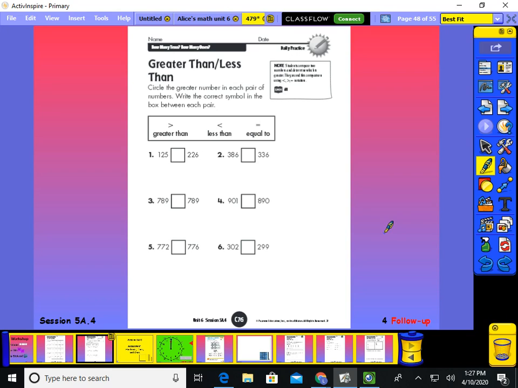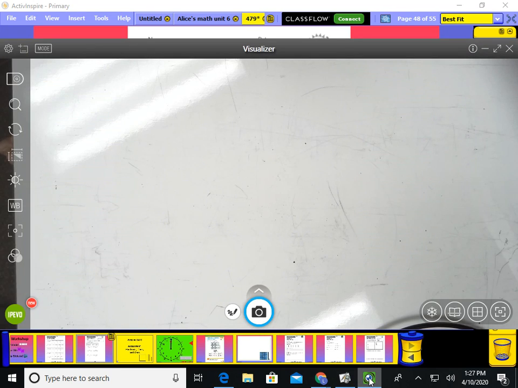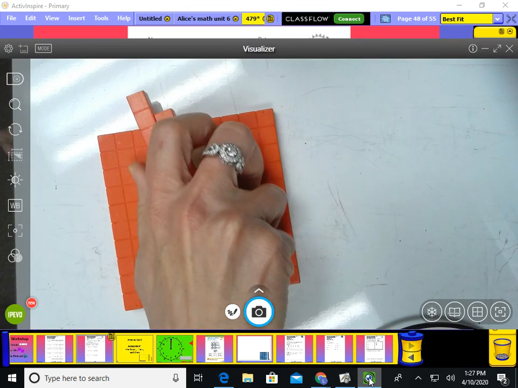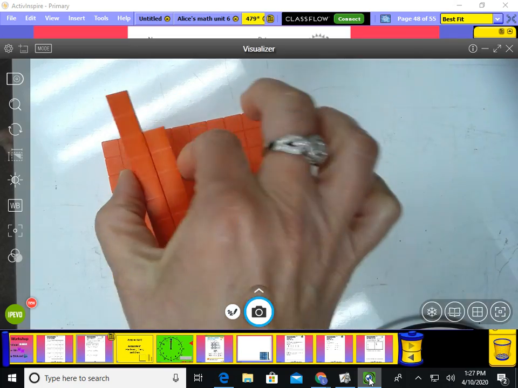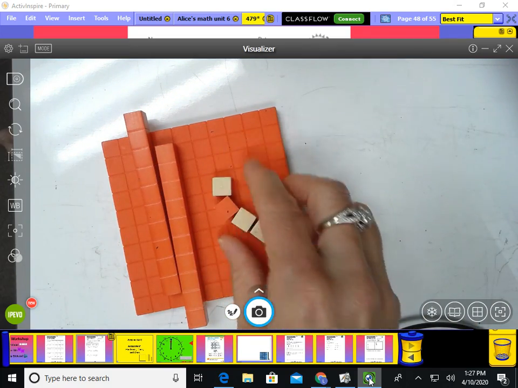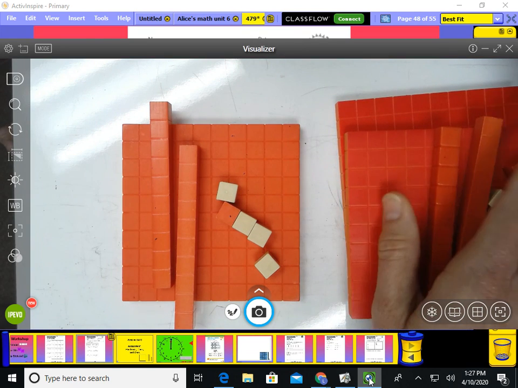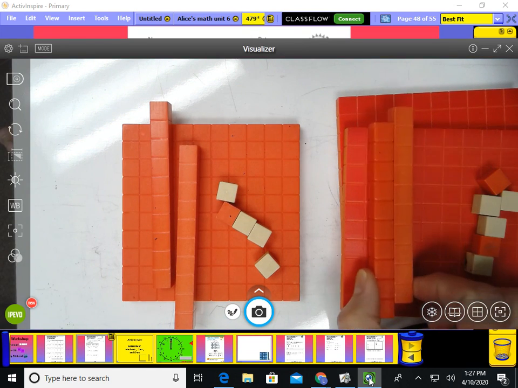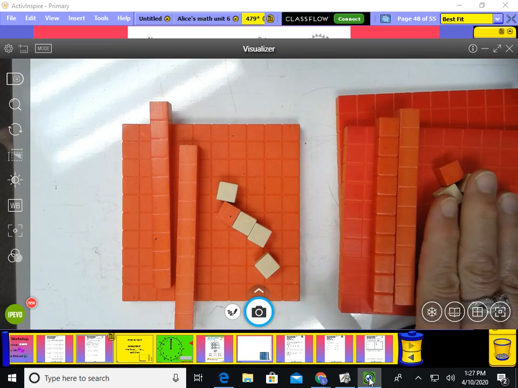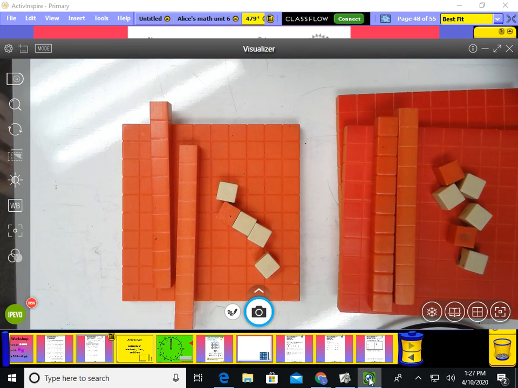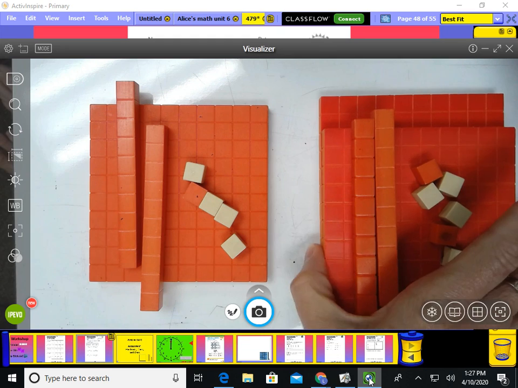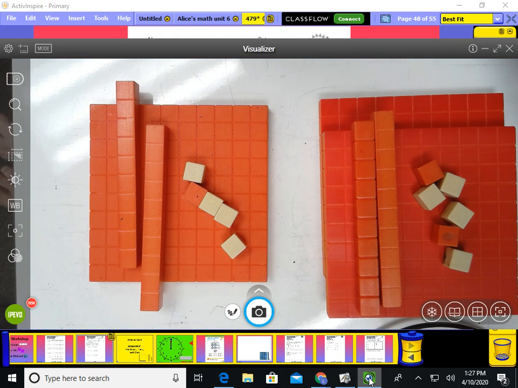I'm going to switch over to the document camera and build 125 and 226. So here is 100 or one flat. There's two skinnies, two tens, and 5 bits or 5 ones. There's 125. Now let's look at 226. There's two flats or two hundreds. There's two skinnies, and there's 6 bits. This is 226.